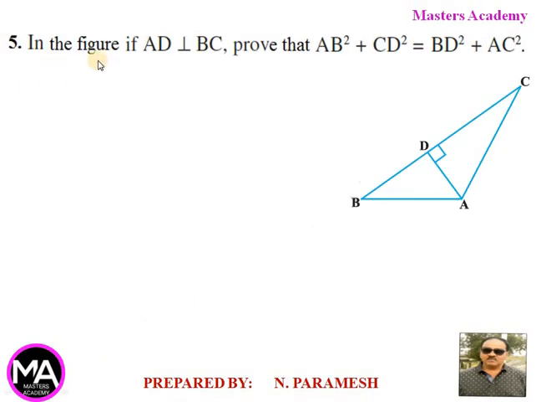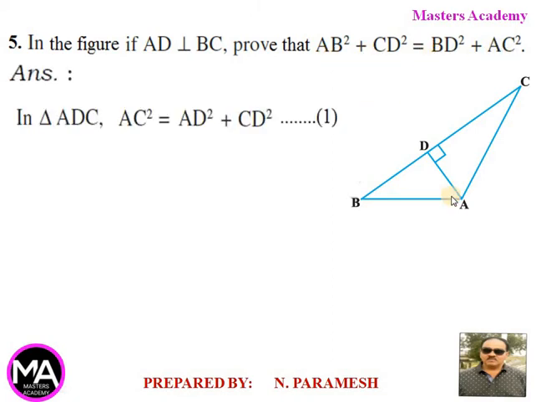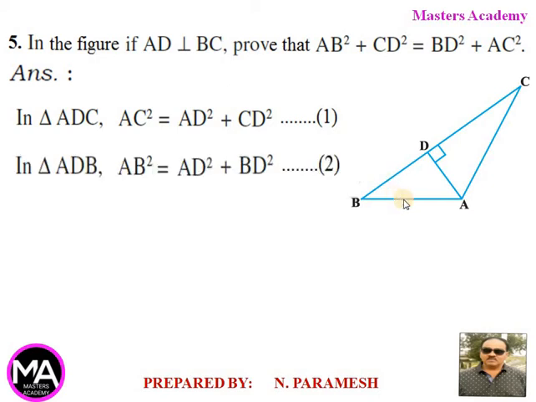Fifth question: in the figure, if AD is perpendicular to BC, prove that AB square plus CD square is equal to BD square plus AC square. In triangle ADC, applying Pythagoras theorem, AC square is equal to AD square plus CD square. Call this equation 1. In triangle ADB, applying Pythagoras theorem, AB square is equal to AD square plus BD square. Call this equation 2.